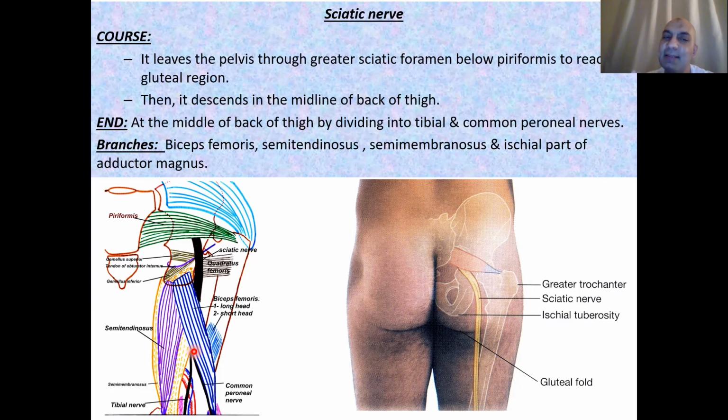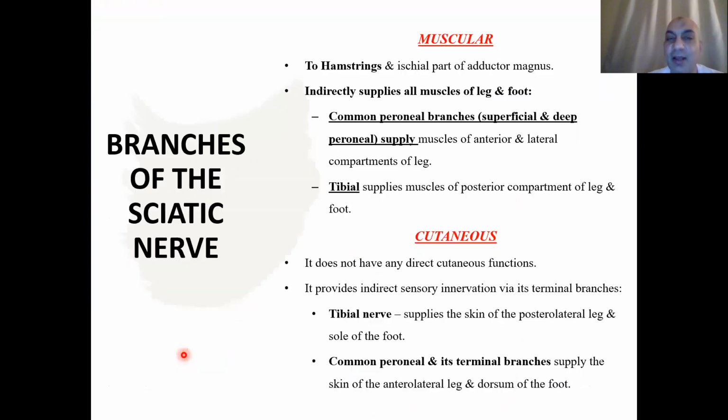What is the distribution or the branches of the sciatic nerve? Direct branches: we have muscular, 3 + 1. 3 hamstring. What is meant by hamstring? The muscles of the back of the thigh: biceps femoris, semitendinosus, semimembranosus, plus the ischial part of adductor magnus. So we have 3 + 1. Actually, there are no direct cutaneous branches from the sciatic nerve, and there is an articular branch for the hip joint. So this is the sciatic nerve.